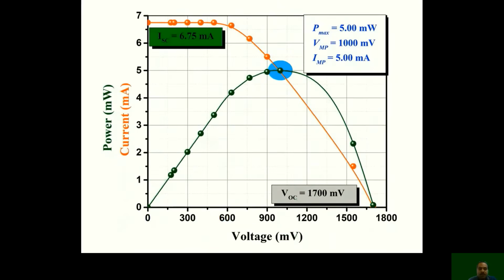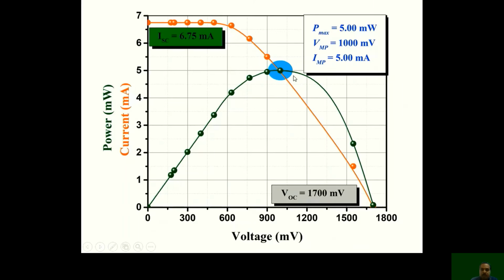So here this is the IV characteristic of the solar cell for the recorded readings. So here we can see the short circuit current is 6.75 milliampere and the open circuit voltage is 1.7 volt. Together with this, we have plotted the power using the same voltage axis. And in the power plot, we can see that at this point, the power is maximum, that is 5 milliwatt, and the corresponding voltage and current are 1000 millivolt and 5 milliampere respectively. So they are denoted as VMP and IMP.